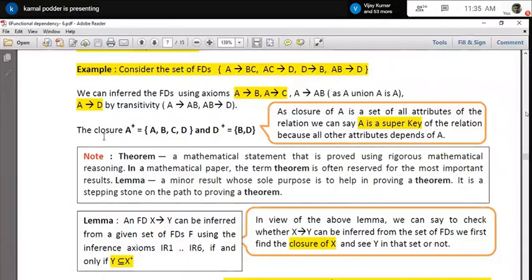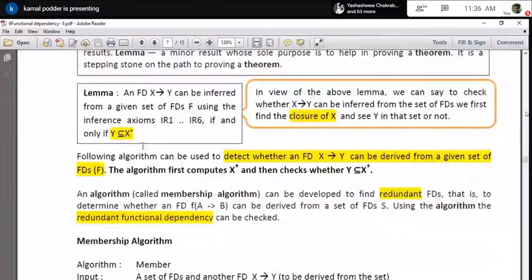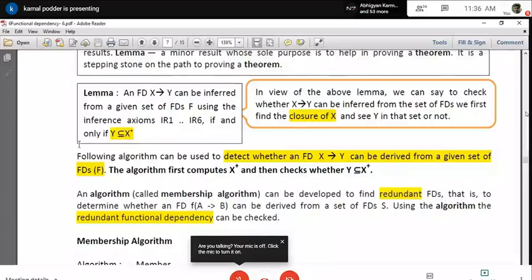What does it mean? That means that particular set is nothing but a super key. So in this process, we can easily find out the super key. There is another lemma which is also very important. From this, we can understand a lot of other things, and we can find out how to find the redundancy and all other things.